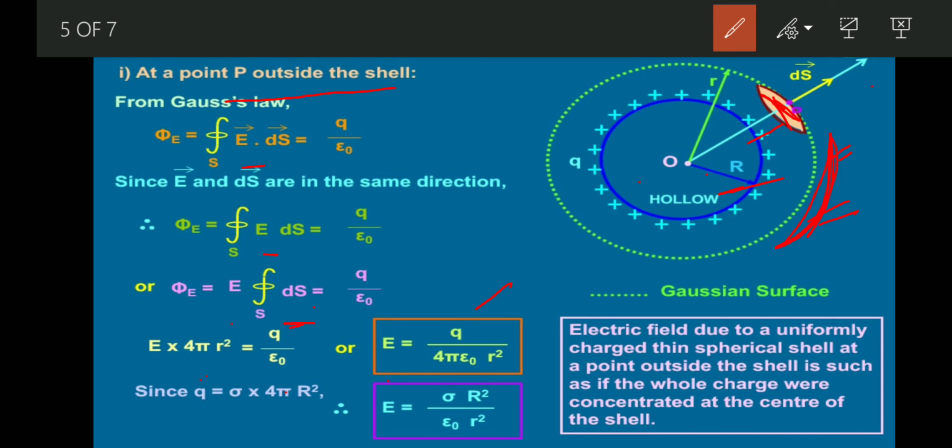Now since we are aware that the surface charge density is given as charge per unit area, q will be sigma into 4 pi R square. Substituting the value of q over here, we will get the electric field intensity to be sigma R square upon epsilon naught small r square.